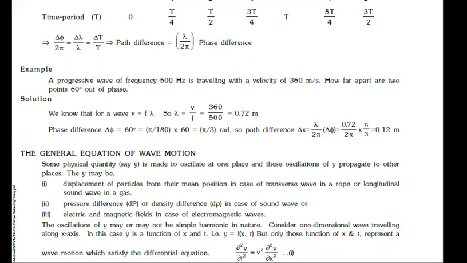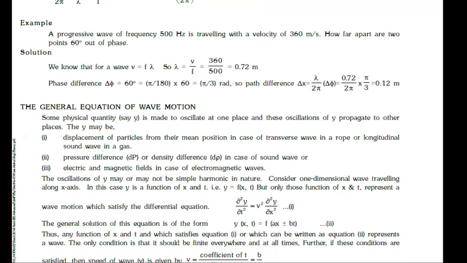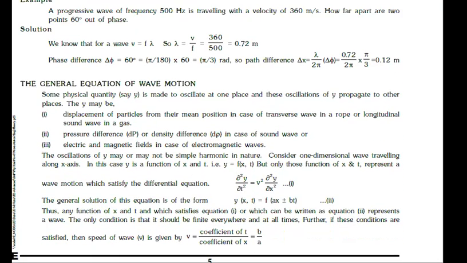Now I have already explained this, I hope all of you remember, yes or no? We have already discussed what the general equation is. It will be a function of x and t, either ax plus minus bt or bt plus minus ax. Is it clear to everyone?